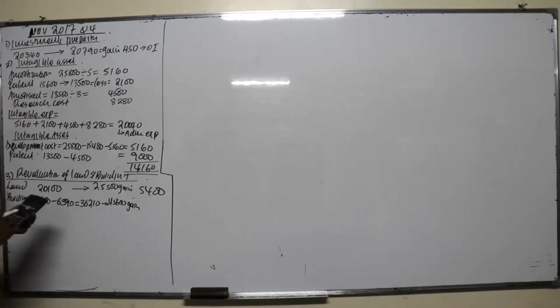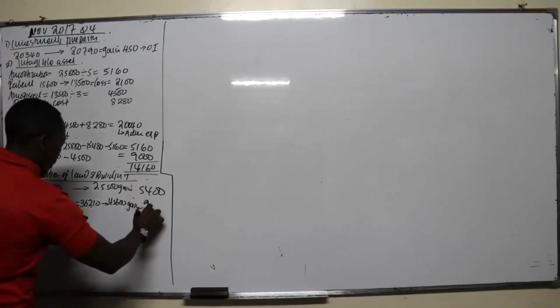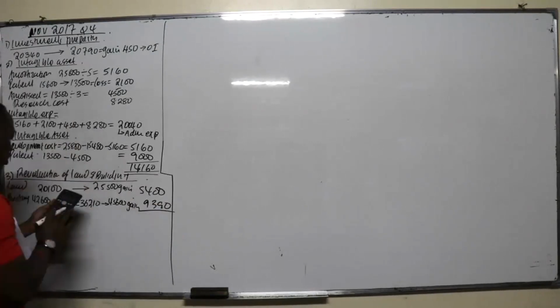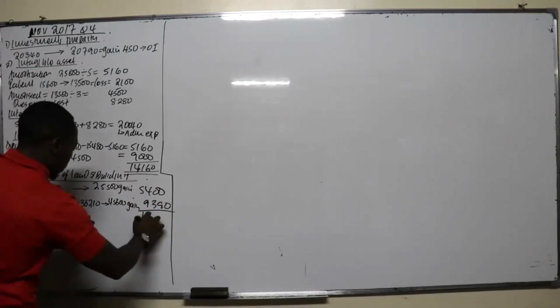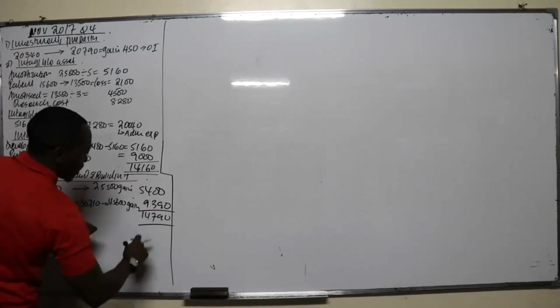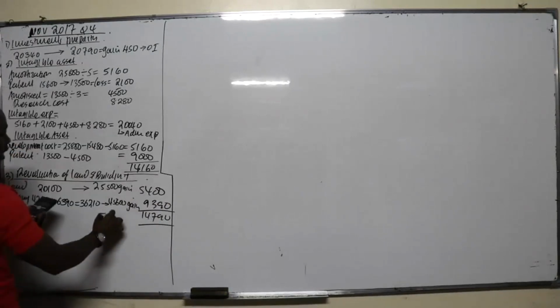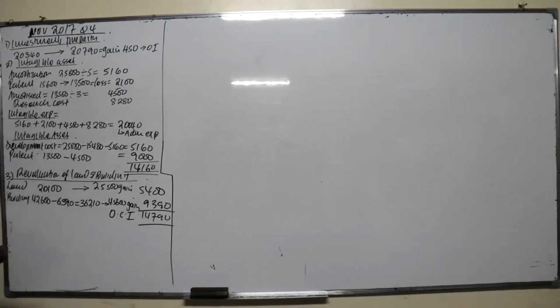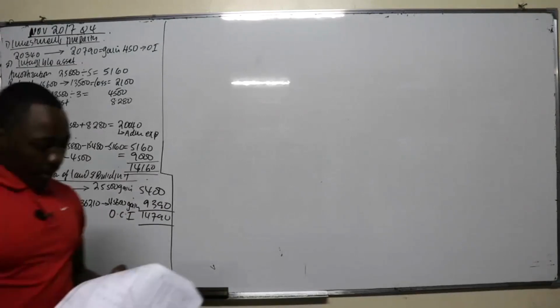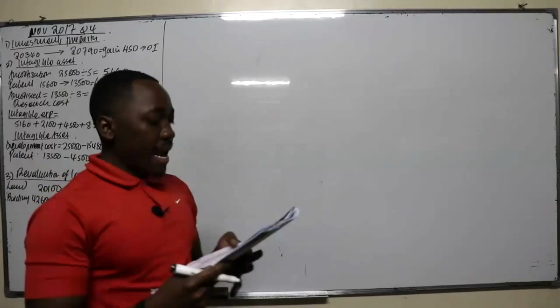45,600, 36 to 10. You get 9390. So we have a total revaluation of an amount of 14,700. And where do we take this? Other comprehensive income. Number 4.